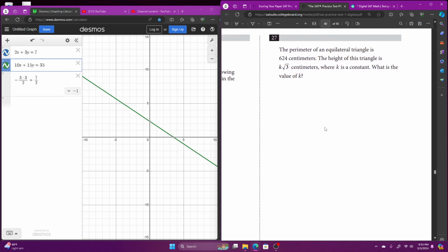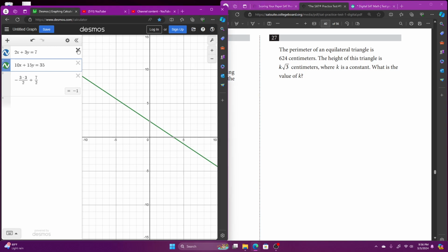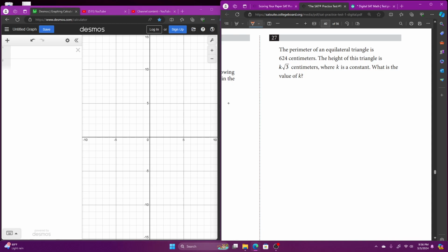And question number 27, the perimeter of an equilateral triangle is 624 centimeters. The height of this triangle is k square root of 3 centimeters, where k is a constant. What is the value of k? Now, if I was taking the SAT, this is probably where I'm out of time and I'm not making it to this question. But since we're just practicing, we've got time here.